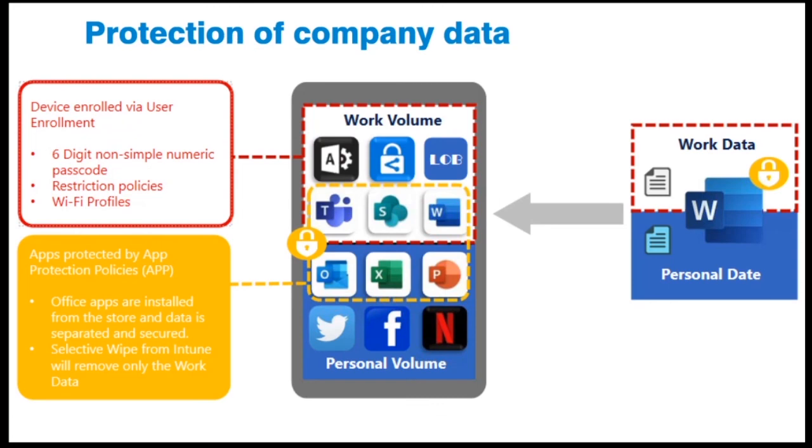Now to the protection of your data. We see in the top left screen we have the device enrolled. With user enrollment, we can enforce a 6-digit not simple passcode. We have the restriction policies for apps and for lock screen and so on. And we can configure Wi-Fi profiles so that the user is automatically connected to the network at work. In the bottom left, we have some apps that are either installed in the work volume as well as the personal one.